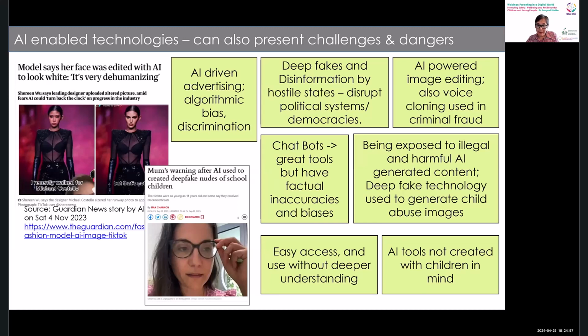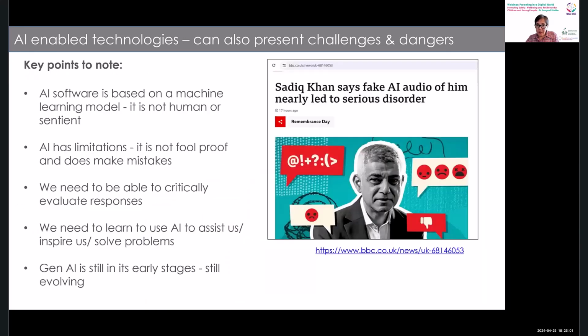So we as adults and parents are having to prepare our children for that digital space. And this is just a very quick example again. Weeks ago, I think Sadiq Khan reported that an audio clip of him was created to mislead people. So instead of it being a deep fake video, it was actually a cloned AI audio of him that made him look anti-Jewish, anti-Semitic.